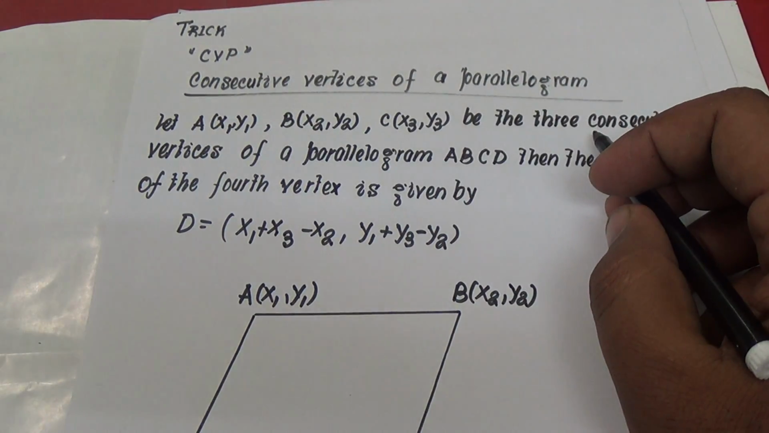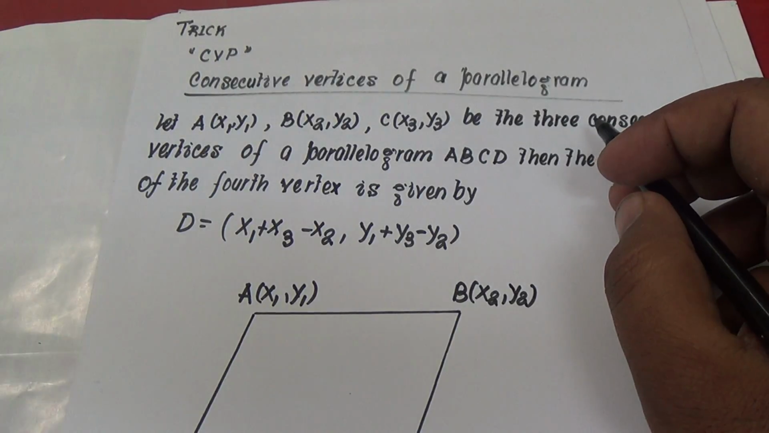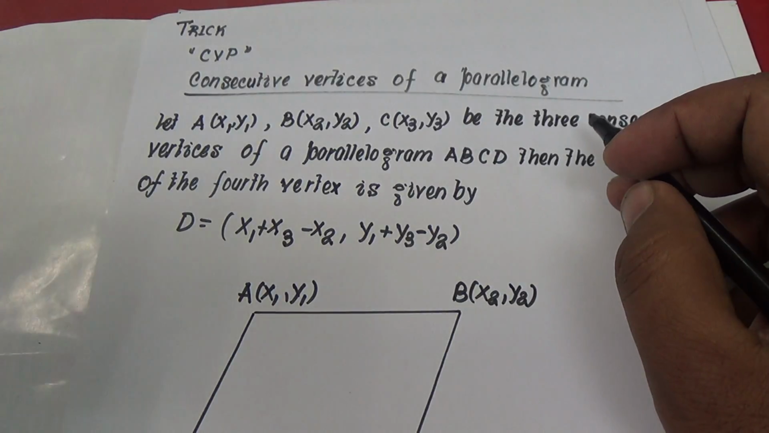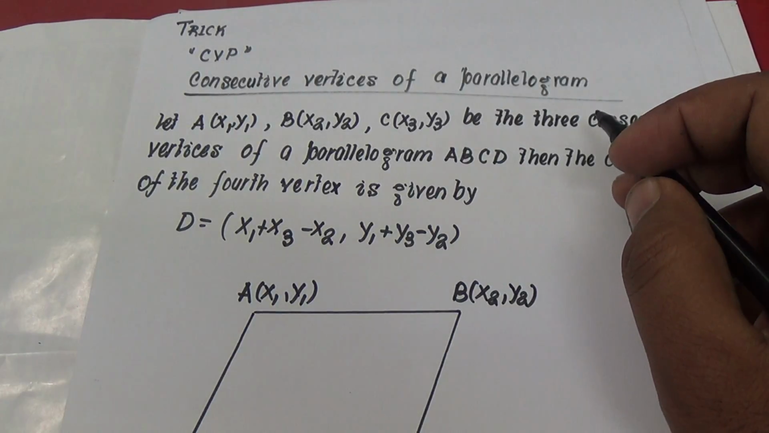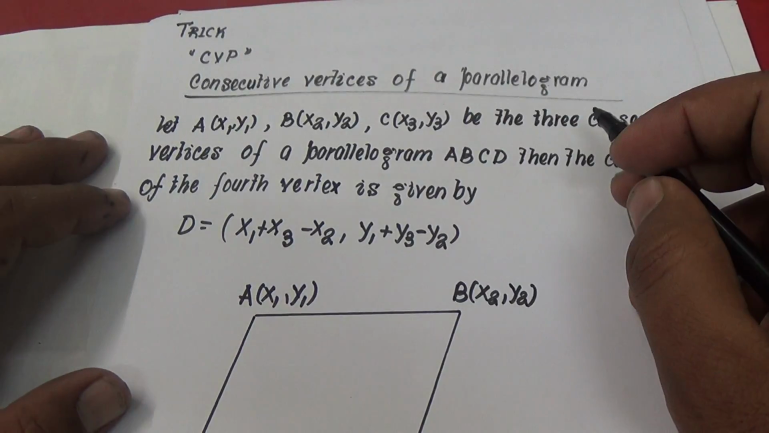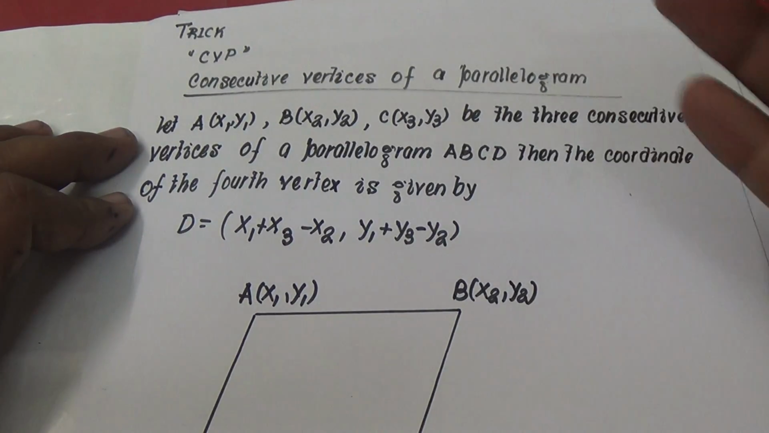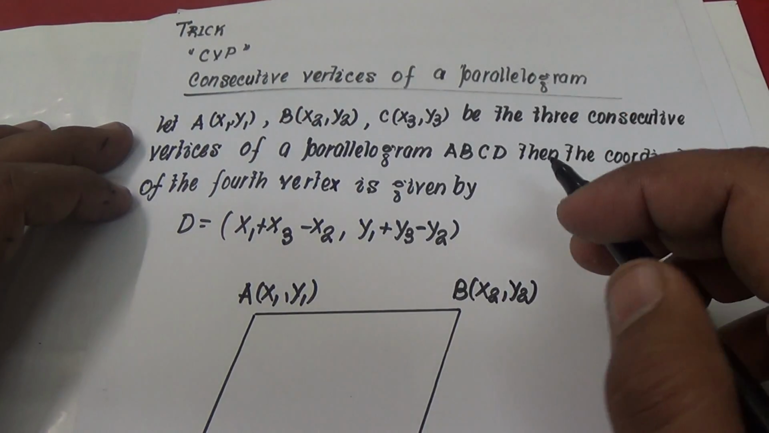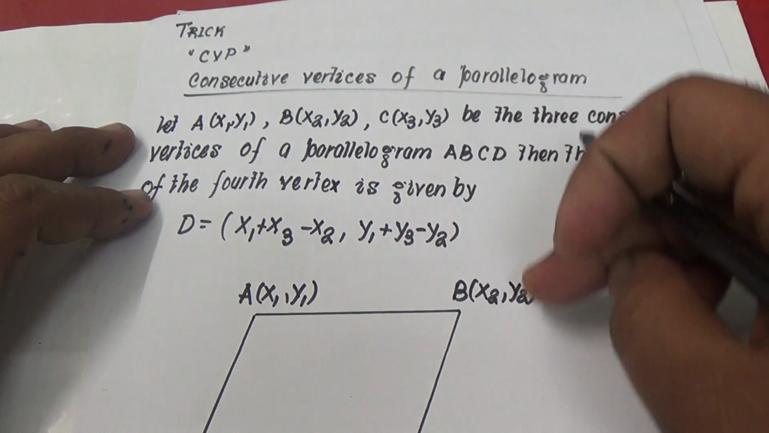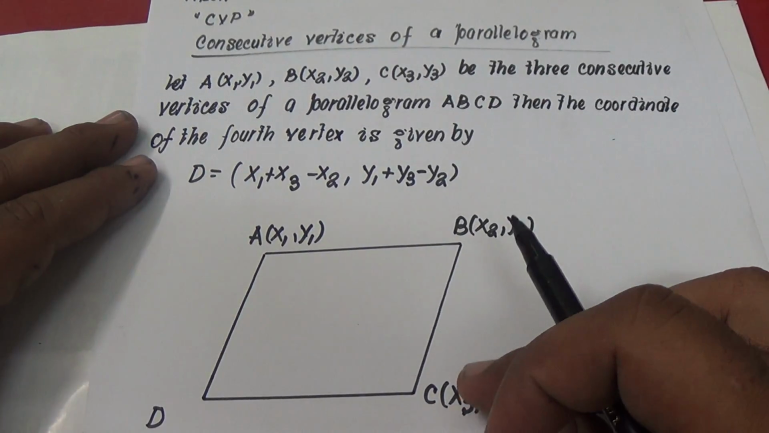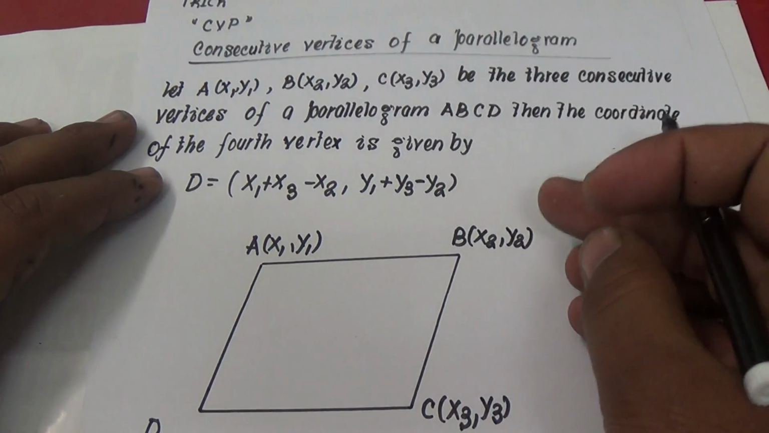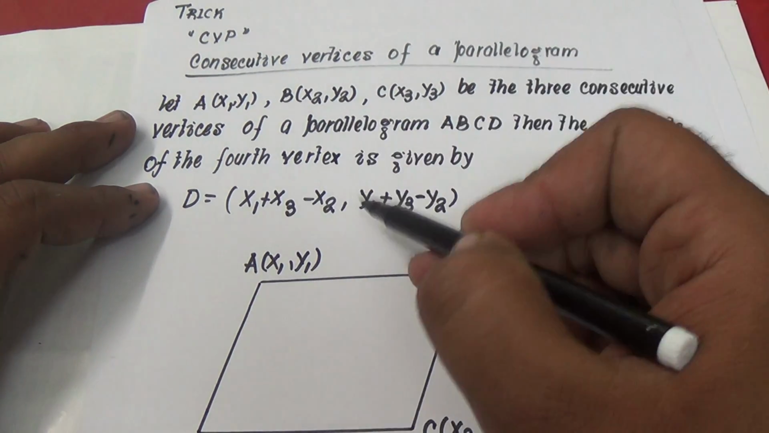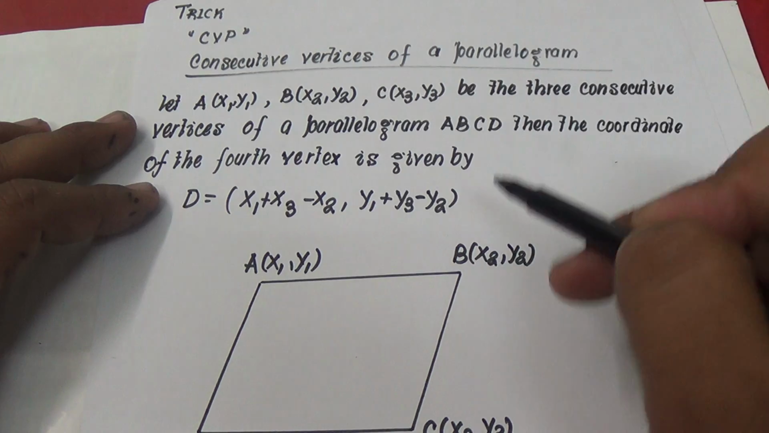Let's take the natural numbers 1, 2, 3. These are the first three natural numbers and they are consecutive because they come one after the other. Similarly, if I talk about A, B, C, these are consecutive alphabets because they come one after the other. So if three consecutive vertices of a parallelogram are given, then the coordinates of the fourth vertex are given by (x1 plus x3 minus x2, y1 plus y3 minus y2).